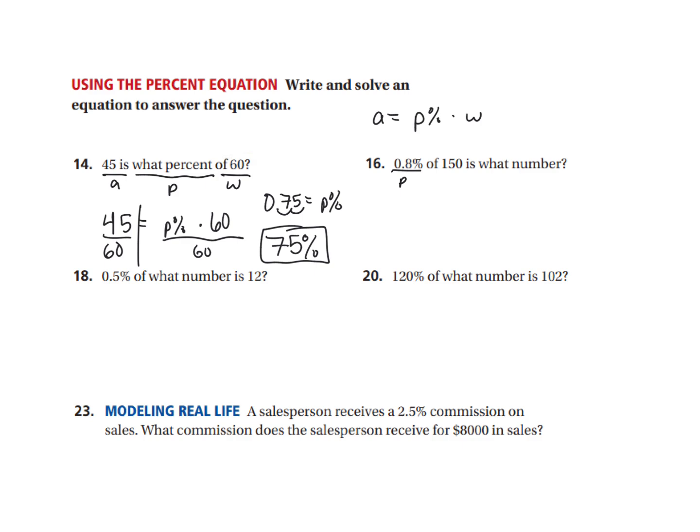0.8, that's my P this time. All of 150 is W. Is what number? That's A. A is missing. P percent, I always, if I have my percent, I need to write it as a decimal. So 0.08%, that would go away, and we would move the decimal away from it. I would get 0.008 times 150. 0.008 times 150 gives us an answer of 1.2.